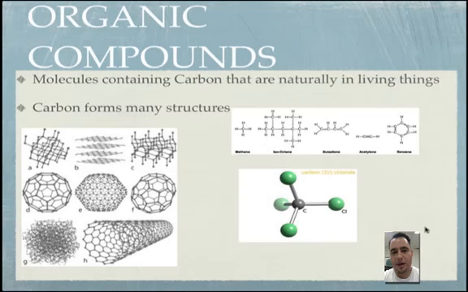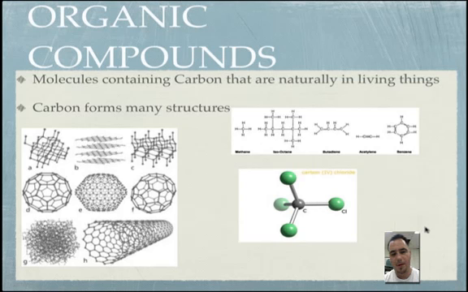Organic compounds, again, are molecules containing carbon that are naturally found in living things. Carbon is a very, very important element. It's in our bodies, and it's in all the four molecules of life. And again, remember we talked about the carbon cycle, that carbon has to be cycling all around through nature, through the living and non-living things, so that organisms can get their carbon to build these structures.